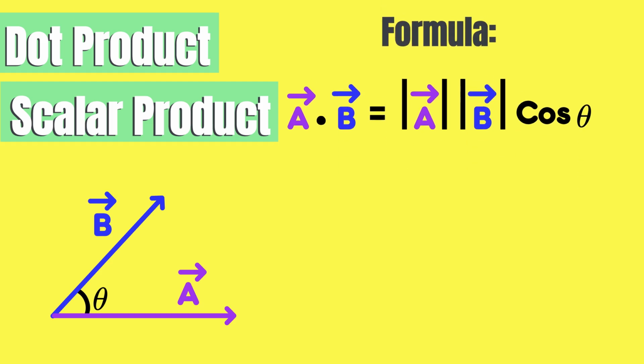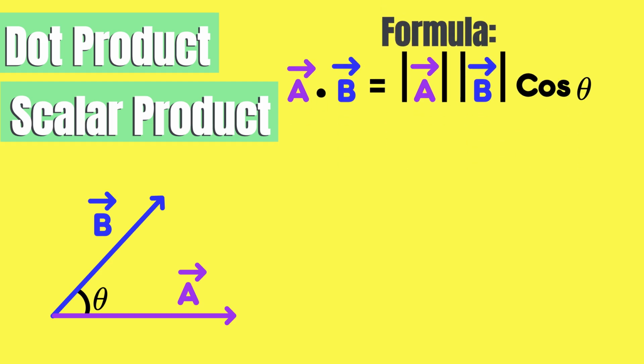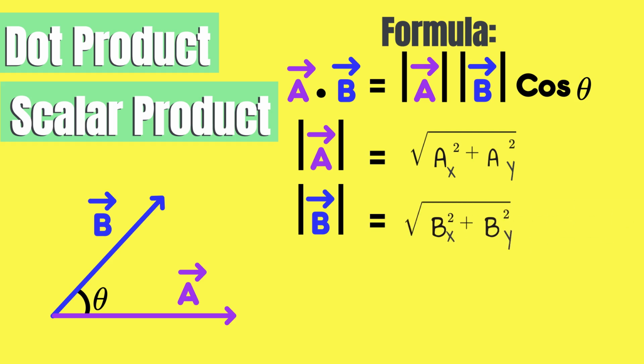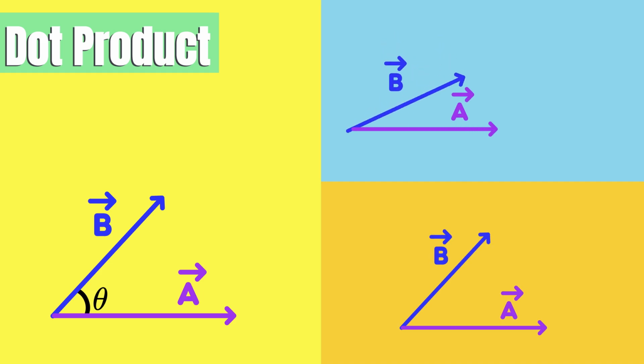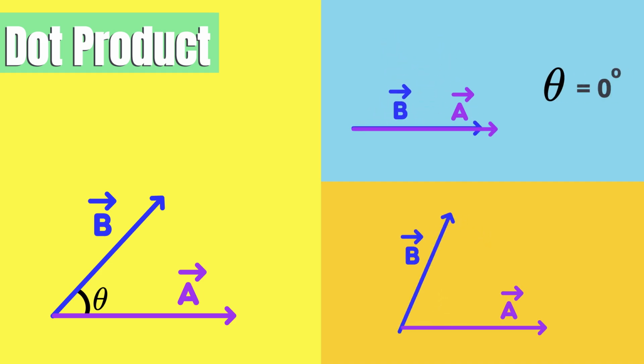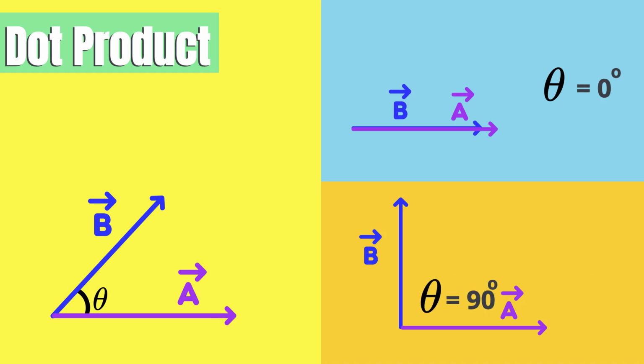A dot B equals the magnitude of A times the magnitude of B times the cosine of theta, where the magnitude of A and the magnitude of B are the magnitudes of the vectors, and theta is the angle between them. The closer the angle is to 0 degrees, the more the vectors align. If the angle is 90 degrees, the dot product is 0. They're perpendicular.